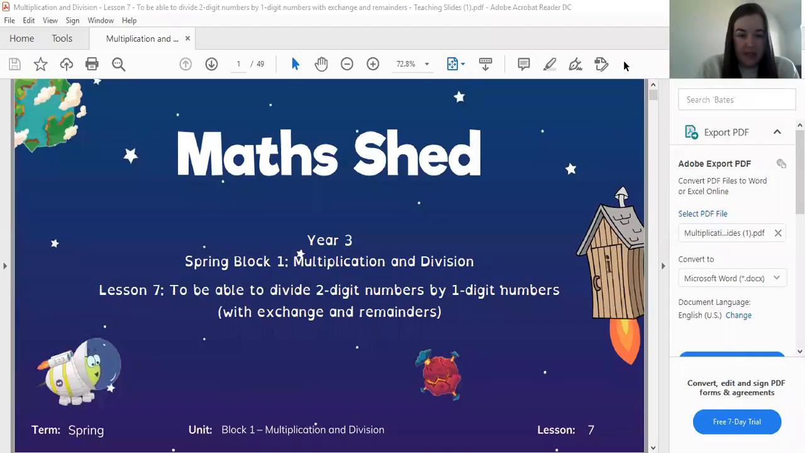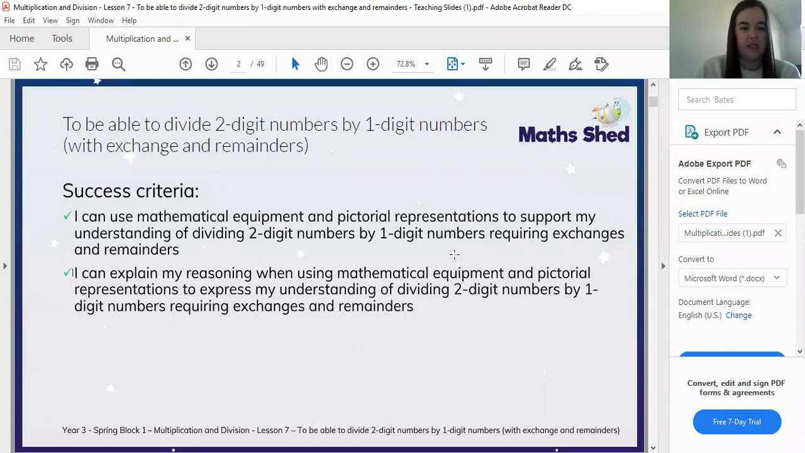Hello boys and girls. Today for maths we're moving on from dividing with exchanging to dividing with exchanging and remainders. So we have a look at the success criteria. It says I can use mathematical equipment and pictures to support my understanding of dividing two-digit numbers by one-digit numbers requiring exchanges and remainders. And then underneath it says I can explain my reasoning when doing those.